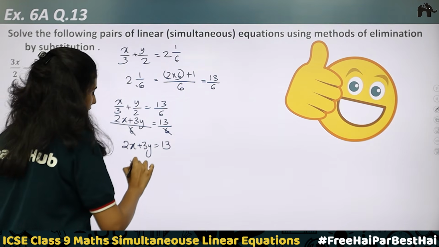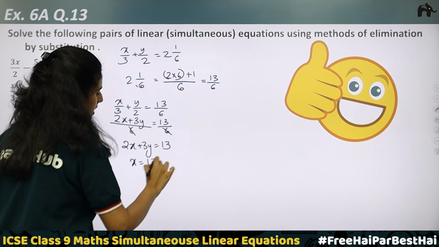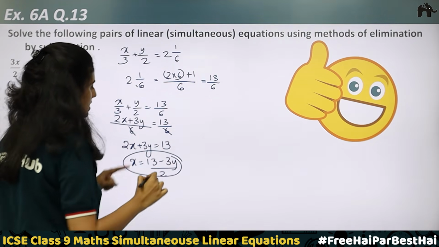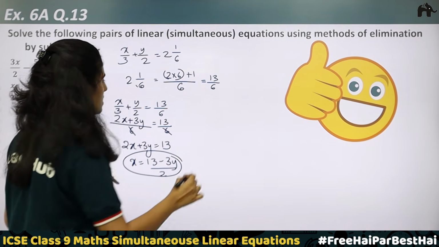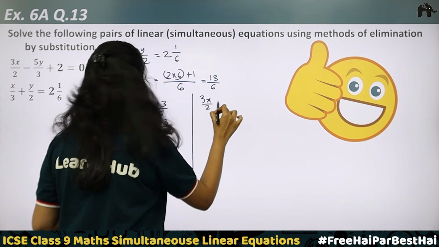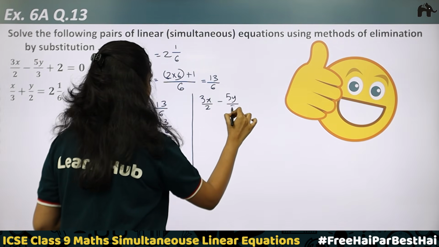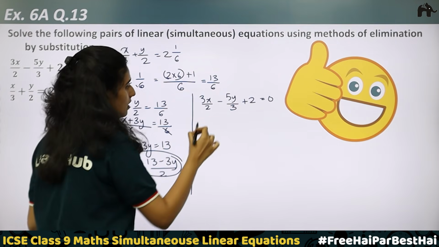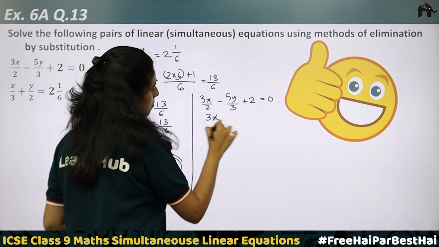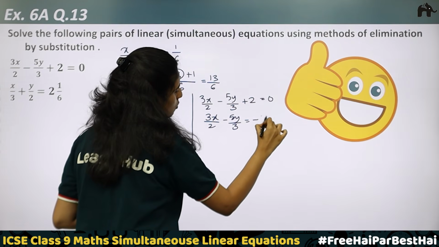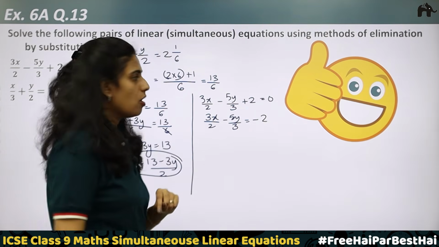Okay. 2x plus 3y is equal to 13. From which what is x? X can be written as (13 minus 3y) divided by 2. This is x. Now, substitute this x in the first equation. So, the first equation is 3x divided by 2 minus 5y divided by 3 plus 2 is equal to 0. You need to make the rearrangement. So, 3x by 2 minus 5y by 3 is equal to minus 2. Plus 2 taken to the opposite side.